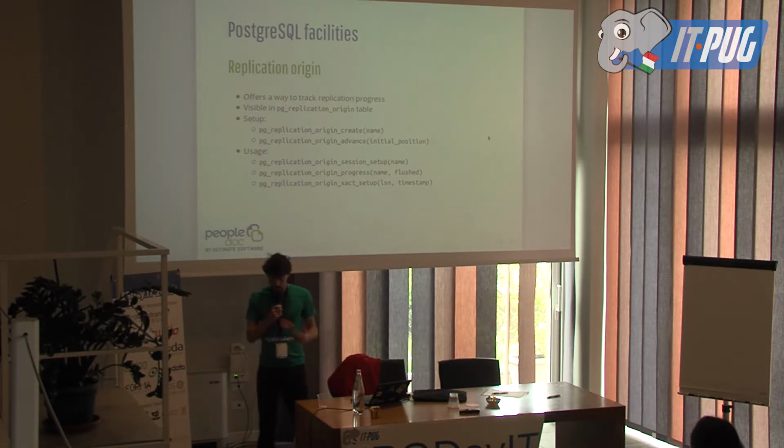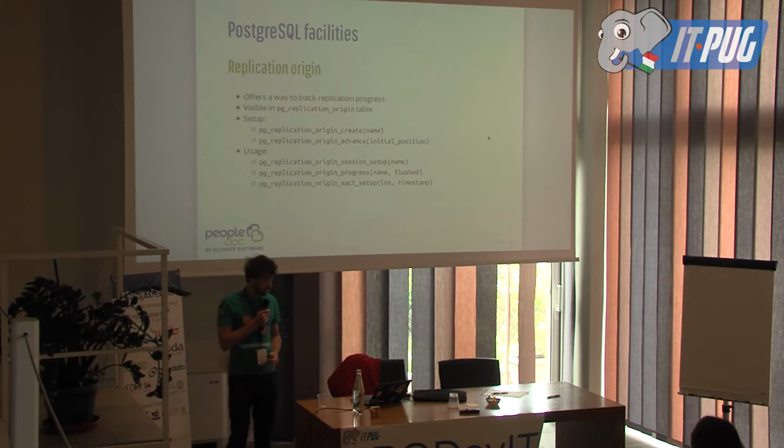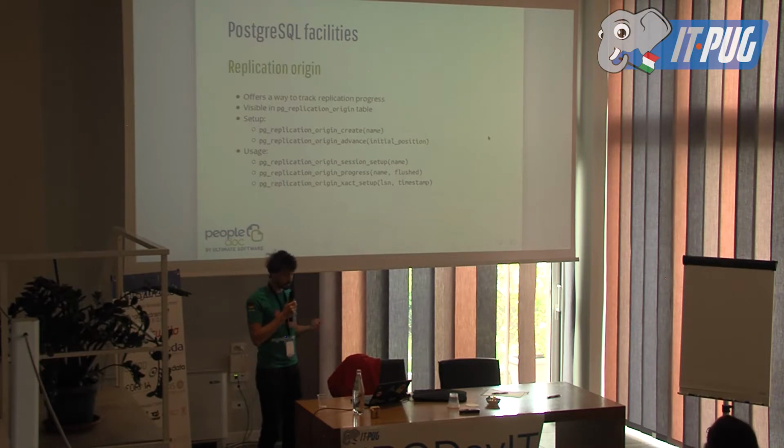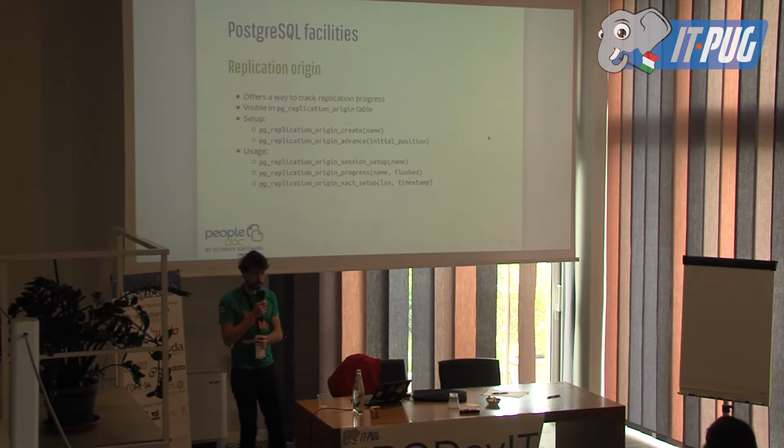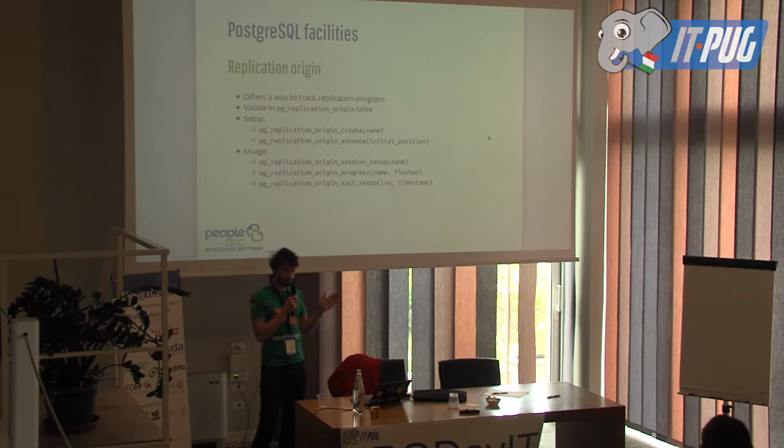And then after that, once you start replicating, you can use other functions. So you can tie your current session to a replication origin and then bind your current transaction to the replication origin with an LSN and a timestamp number from the source. What does that mean? It means that every transaction that you're going to play on the target database will be associated to a transaction timestamp and a position in the WAL stream from the source database.